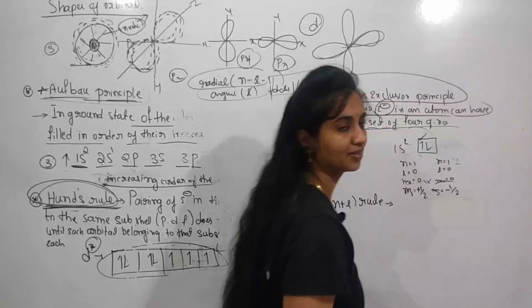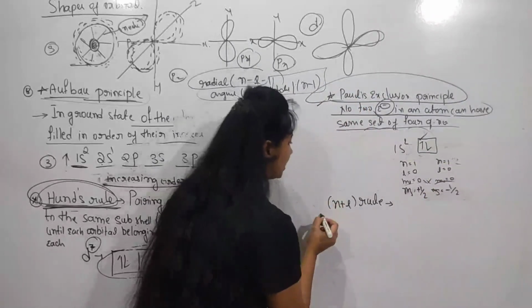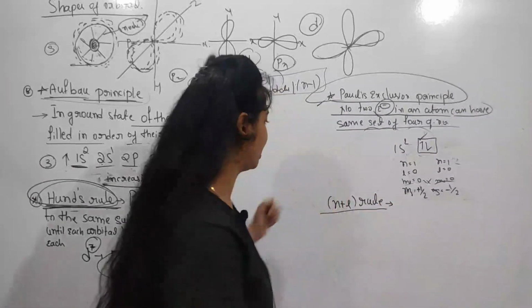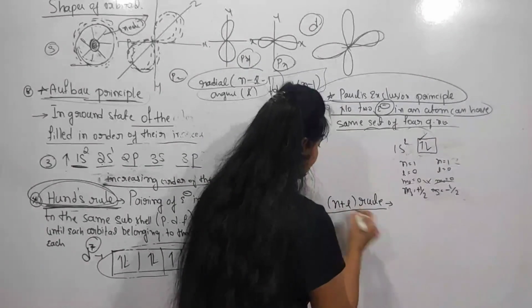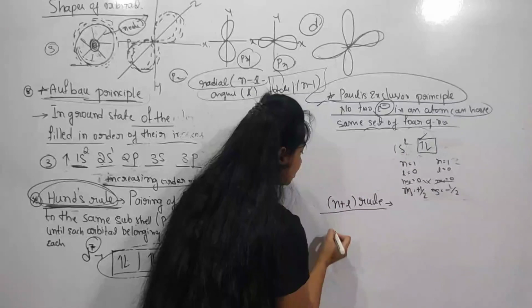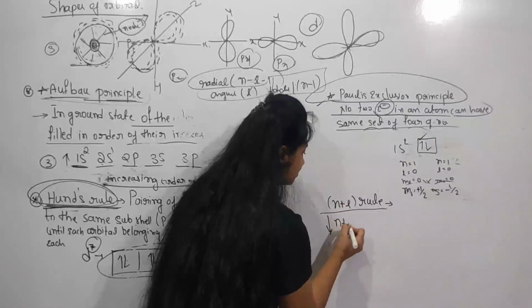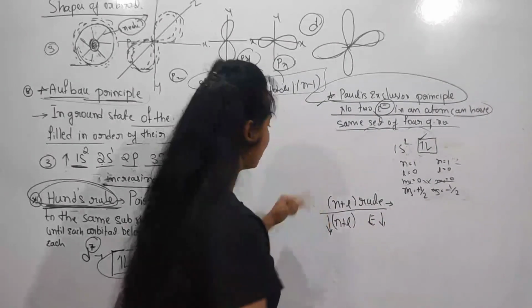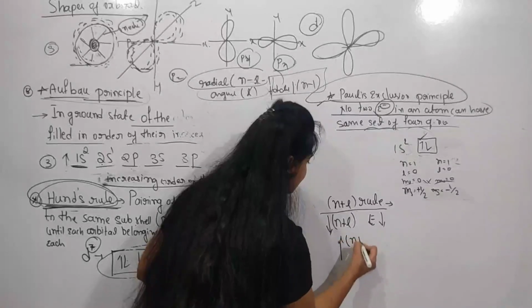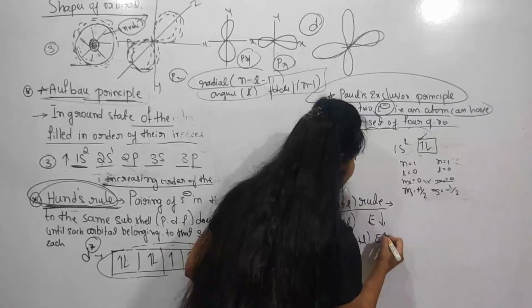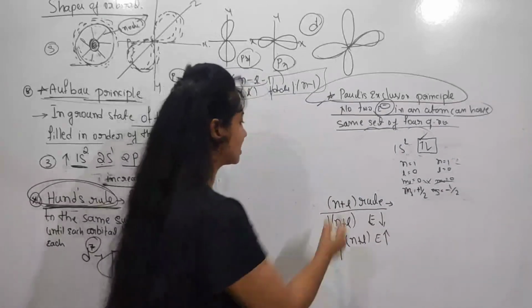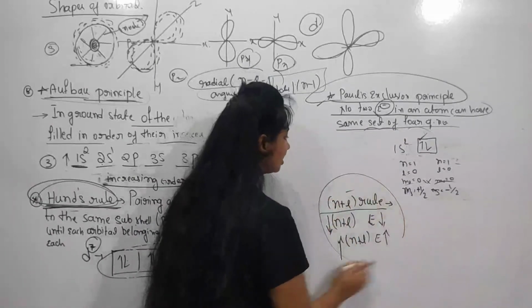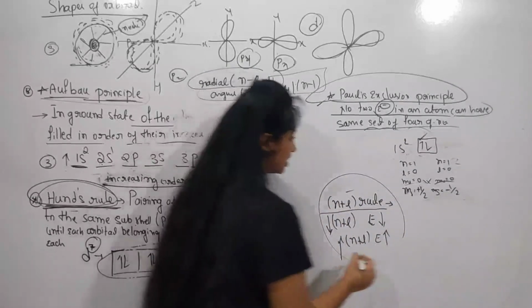The next rule is the n plus L rule. This rule states the energy level of an atom's electrons. See here, the lower the value of n plus L, the lower the energy. The higher the value of n plus L, the higher the energy. It tells about the energies of the energy levels of orbitals. I already told you. See here, I wish to give one example.